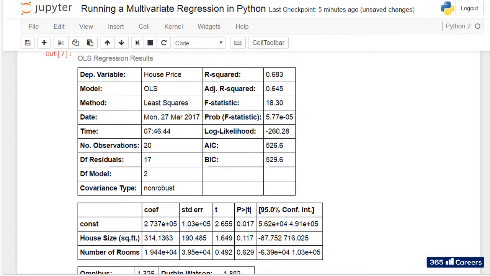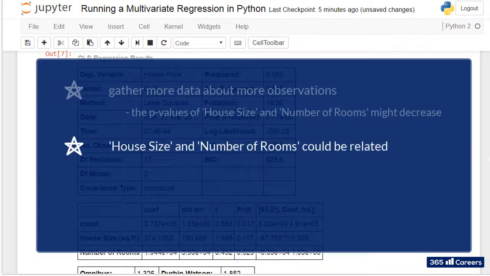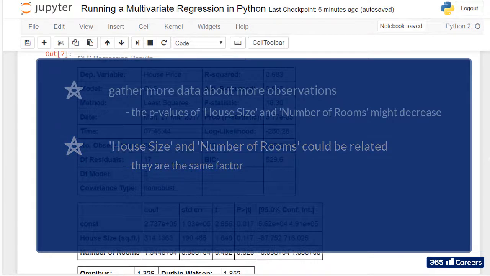In addition, there could be a problem among these 3 explanatory variables. Most probably, house size and number of rooms are related, and they act as a single explanatory variable. This means they are the same factor. We should gather data about other types of explanatory variables.